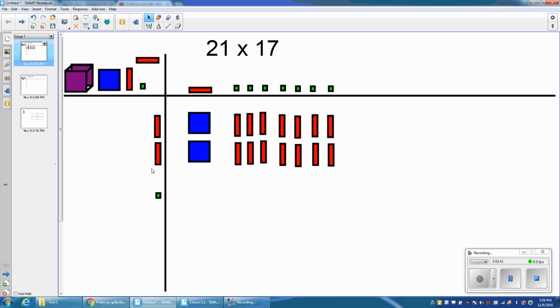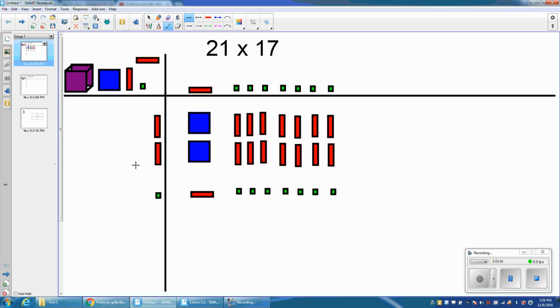Down here, we've done our 20 times 10 and 20 times 7, which is 140, plus 200. Now we're going to do 1 times 10, which is 10, and 1 times 7, which is 7. So I'm just going to clone it to make it a little bit faster.